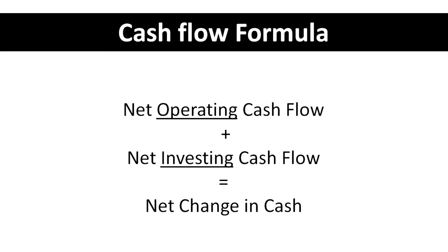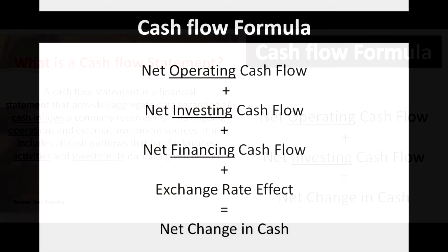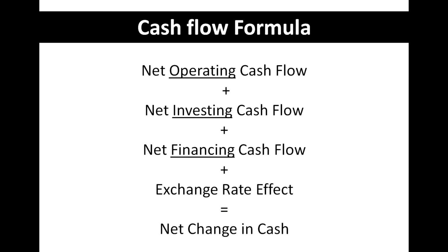So, the formula for the cash flow can be simplified to net operating cash flow plus net investing cash flow. The net cash flow refers to the aggregation of inflows and outflows of cash in each category. Placing the definition side by side with the formula, you will see how simple the definition really is. Taking the simple formula, we will add two more components, which is net financing cash flow and exchange rate effect, to arrive at the final net change in cash.